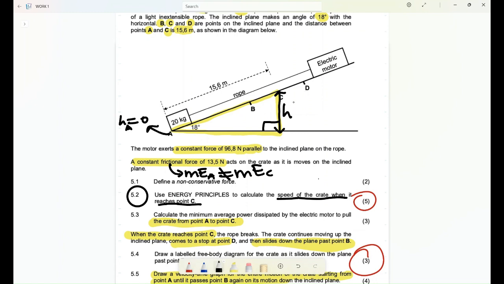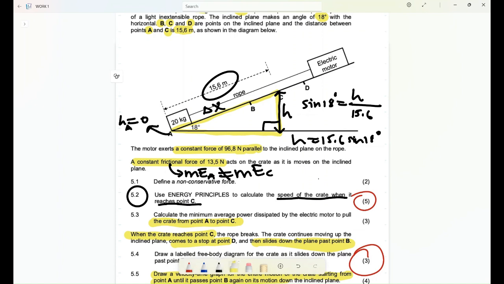Now, how to find h? Remember, this is my change in x, and my hypotenuse is my change in x. So I know this is going to be sine of 18 degrees, and opposite to my angle is height. What is my hypotenuse? My hypotenuse is change in x, which is equal to 15.6. So when I want h, I'll just cross multiply. It's going to be 15.6 sine of 18 degrees. Now this is the h that we're going to substitute at h final.